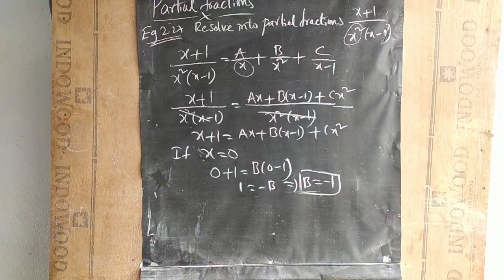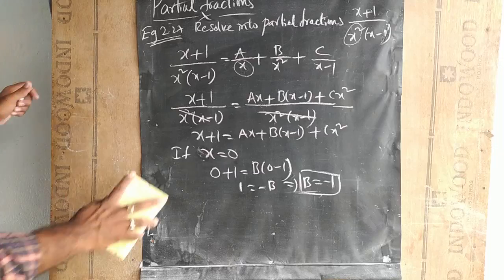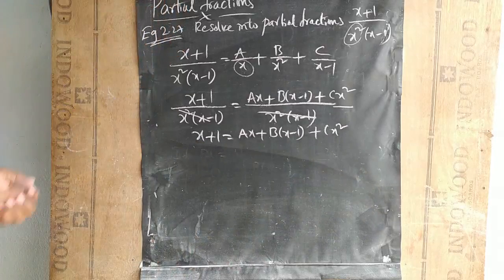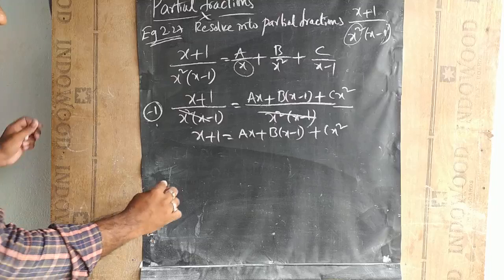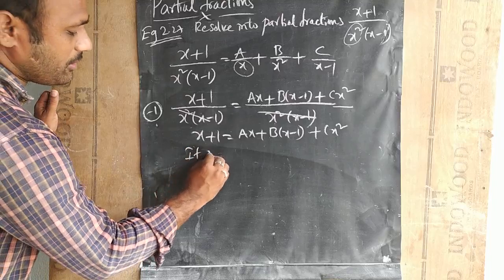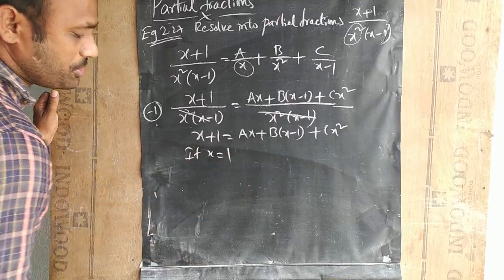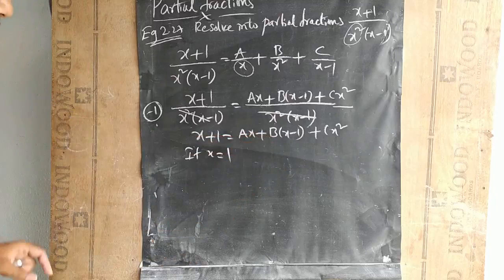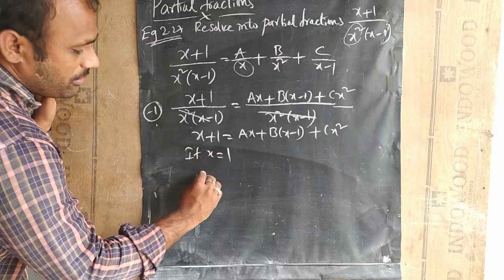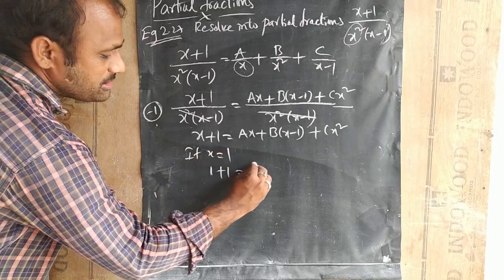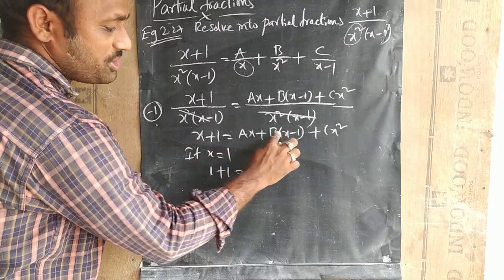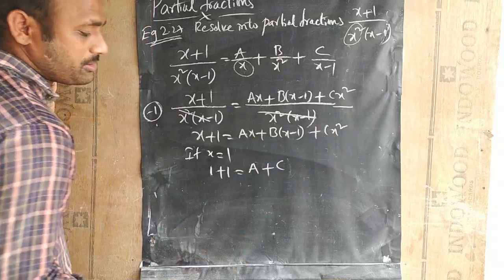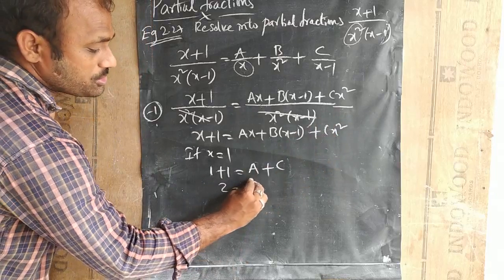Now let me substitute another value in place of x. The b value is minus 1, remember. Next, if x is equal to 1, if I substitute, then b will get 0. So if x is 1, 1 plus 1 is equal to a into 1, which is a only, b into 1 minus 1 is 0, 0 into b is 0, so c into 1. So 2 is equal to a plus c.